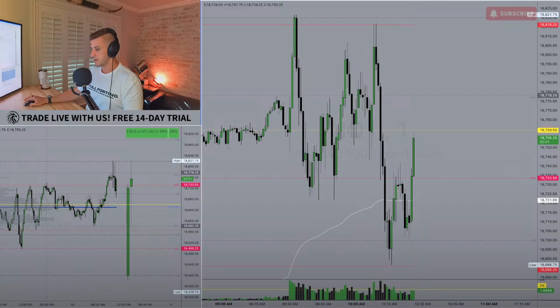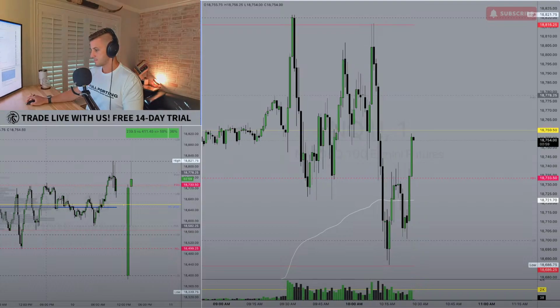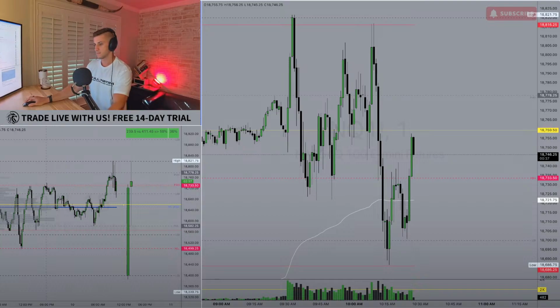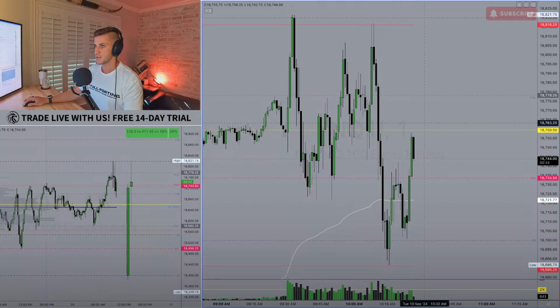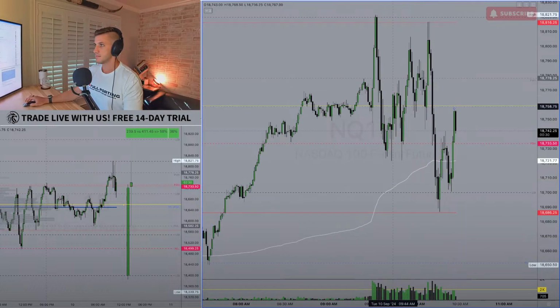There we go, a little bit better. So now we want to see that prior day high holding. Session volume point of control still right there at 760.